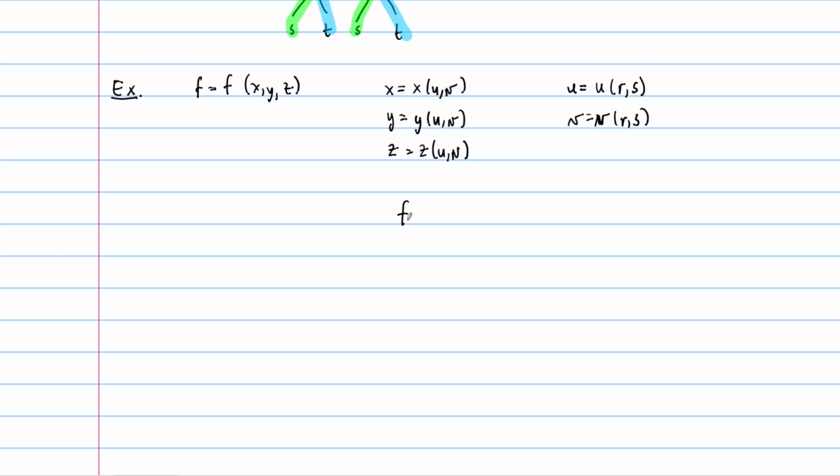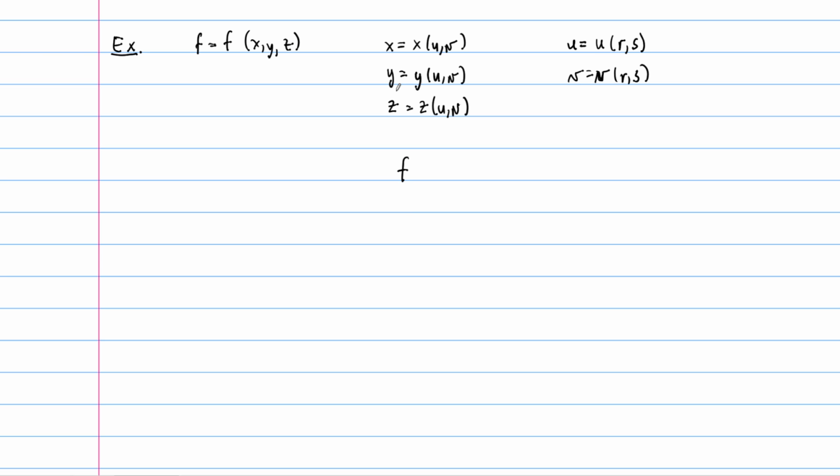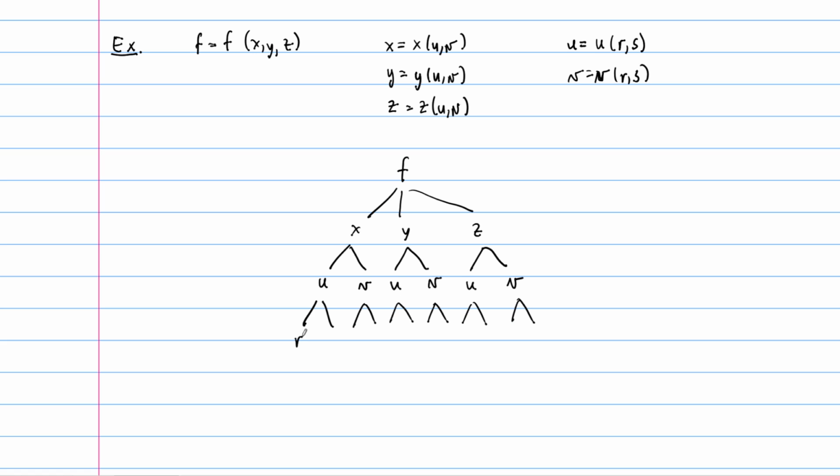our f on top, right? F is a function of 3 variables, x, y, and z. So write them out, x, y, z. X, y, and z are each functions of u and v. So there's 2 branches each off of these. So u, v, u, v, u, v. But then u and v are each functions of r and s. So there's 2 more branches off each of these. Right? So r, s, all the way through.